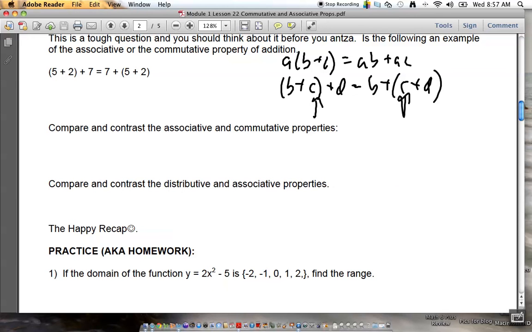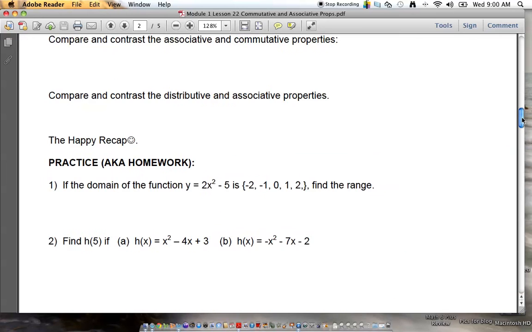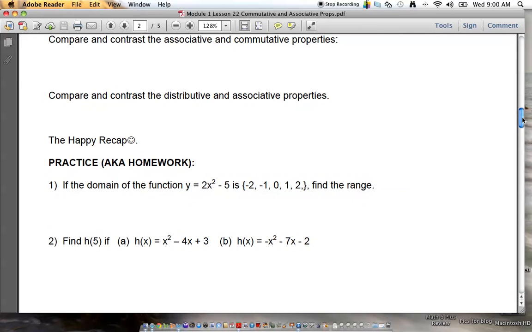Okay? Now, when it comes to comparing and contrasting the associative and the commutative properties, what does the associative property do? What does the commutative property do? Talk to me. Go ahead. The commutative property switches it. Yes. And the associative? Somebody else? Pringle, what's the associative do? It groups different numbers. Groups together.